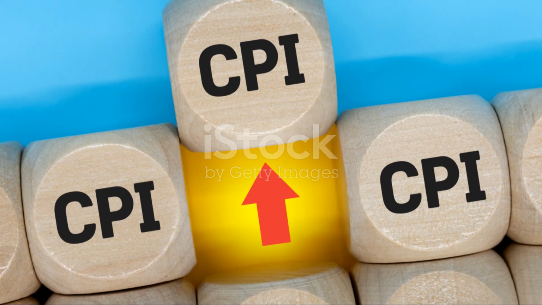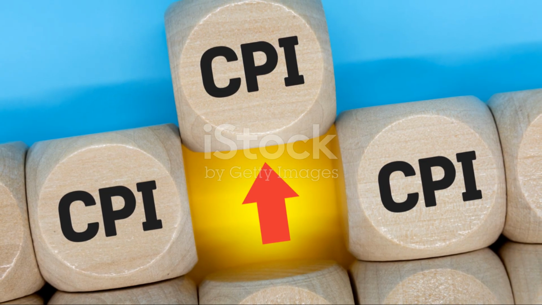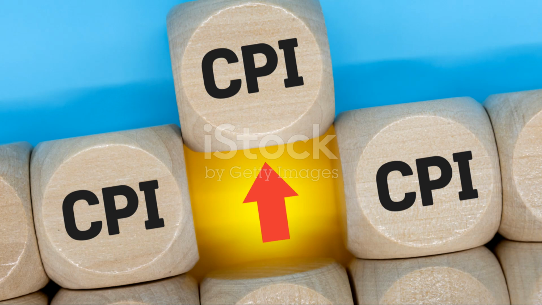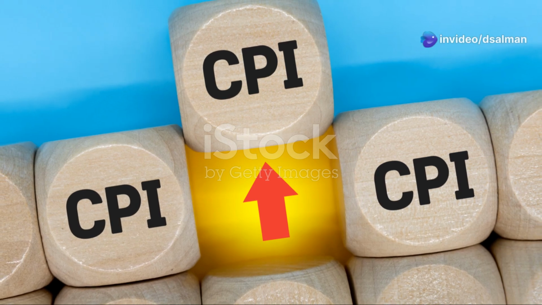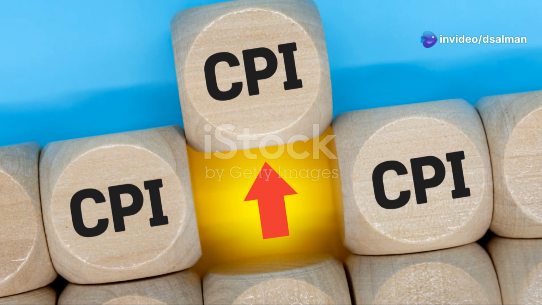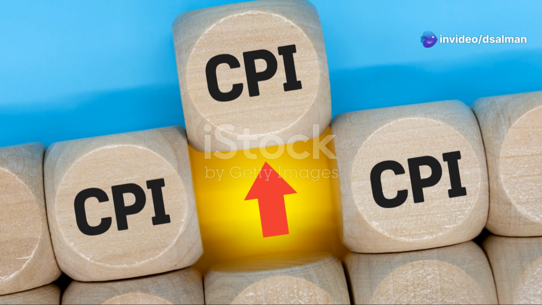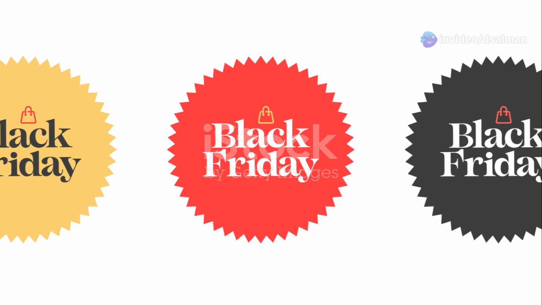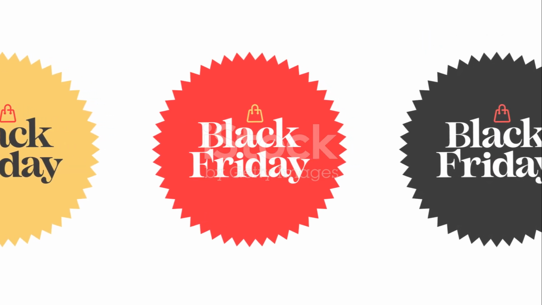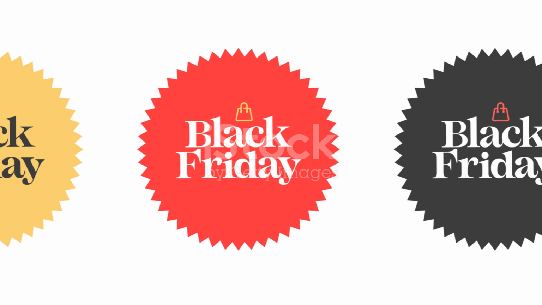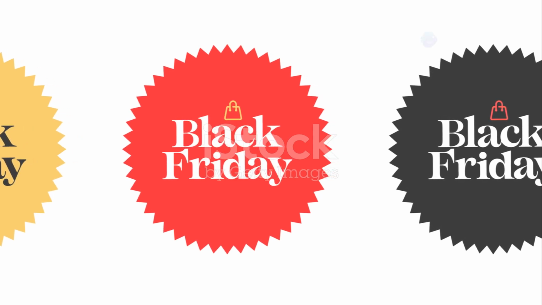Other price indexes include the Consumer Price Index, CPI, which measures prices of a fixed basket of goods, and the Producer Price Index, PPI, which measures prices received by domestic producers. There's also the Personal Consumption Expenditure, PCE, deflator, reflecting changes in consumer purchasing habits.